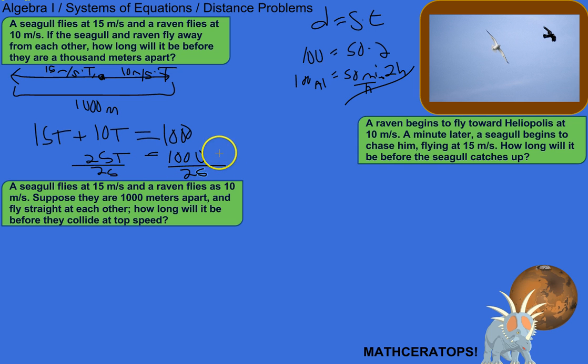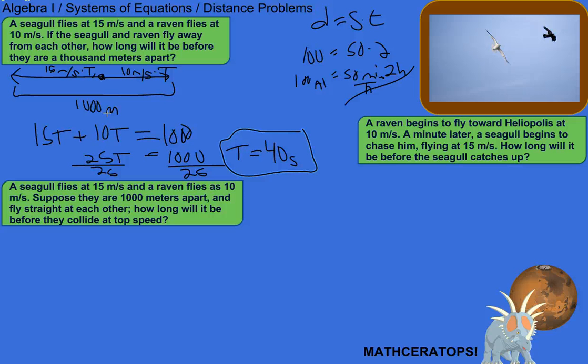So 1,000 divided by 25 is 40. So it would take them 40 seconds to fly 1,000 meters, or a kilometer away from each other. Okay. So let's keep going.